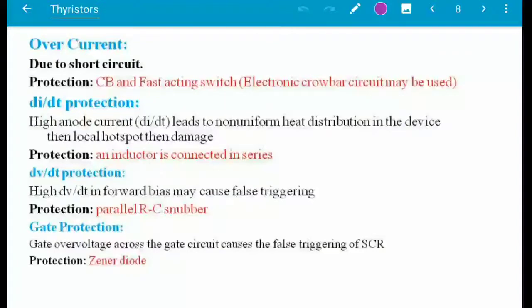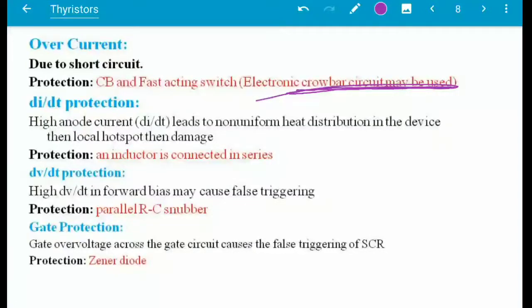Next is the overcurrent protection. And why does overcurrent occur? Due to short circuit. And what is used for the protection? Generally CB, that is circuit breaker, and fuse, or both circuit breaker and fuse are used for the protection of overcurrent. Also here an electronic crowbar circuit may be used.